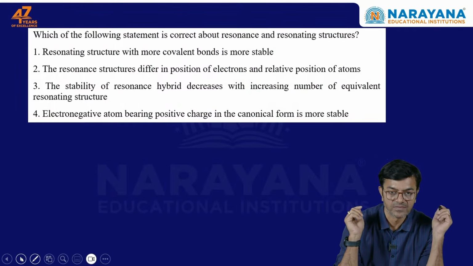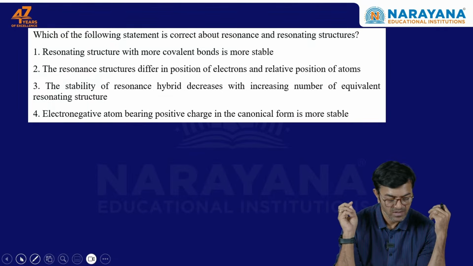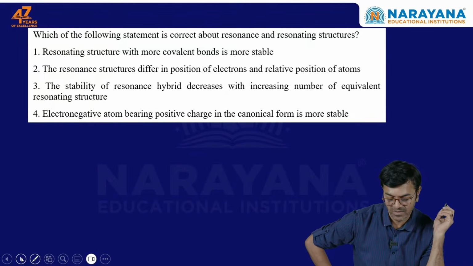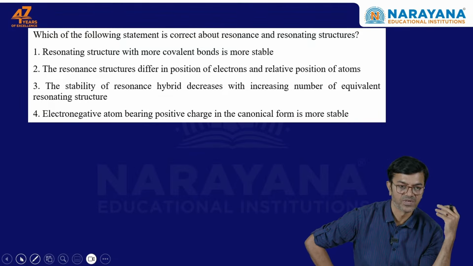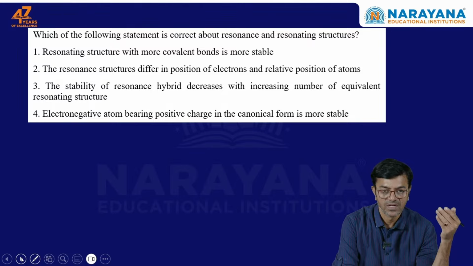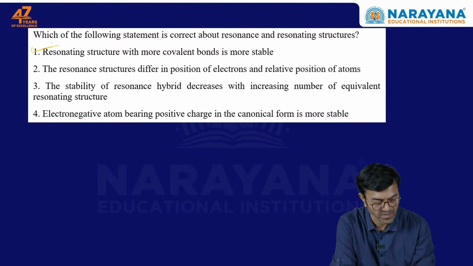Okay, next question. This is related to stability of resonating structures, and it is a simple memory based question, no much calculations needed here. Which of the following statements is correct about resonance and resonating structures? The first statement: resonating structure with more covalent bonds is more stable. That is absolutely right, because the more the covalent bonds, it releases energy and attains more stability. The energy of the system will be less if it has more number of covalent bonds. So the first statement is absolutely correct.